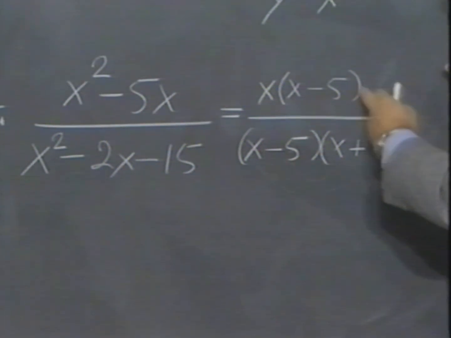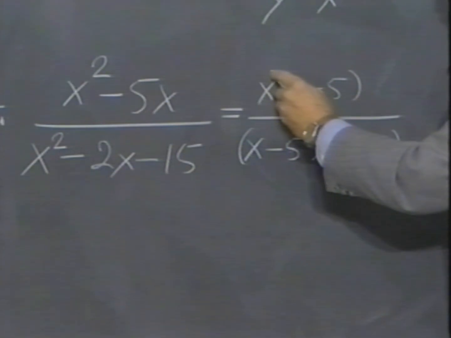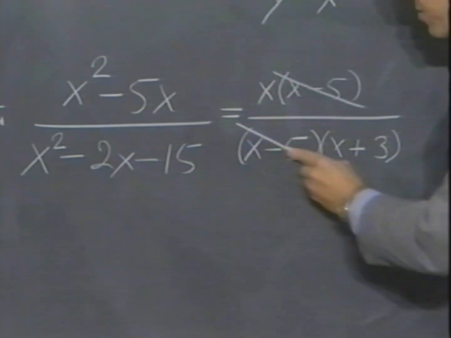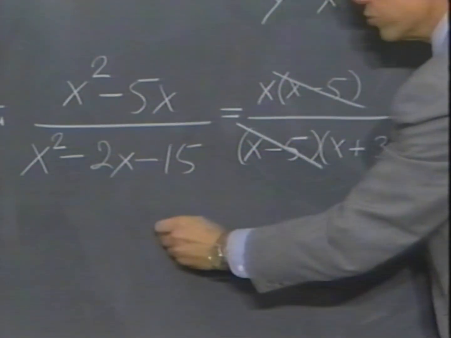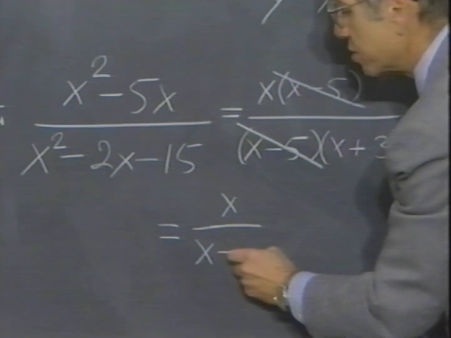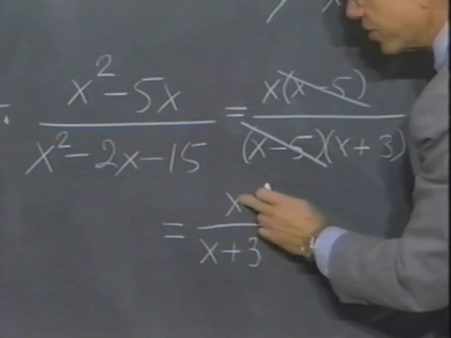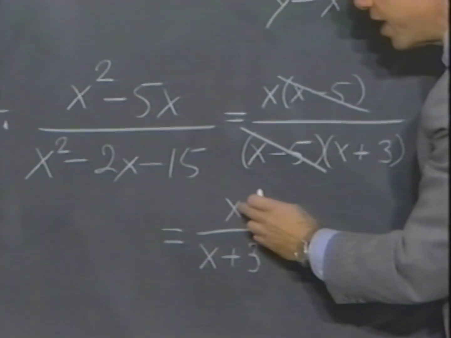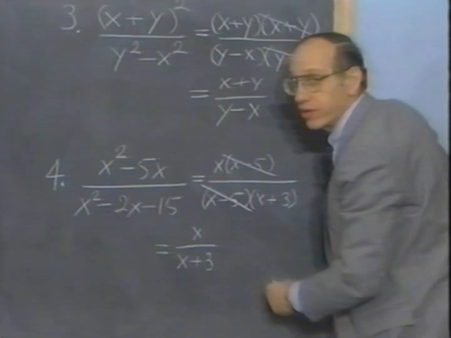Now, once we factor the numerator and denominator, the common factor is easy to see. The common factor is x minus 5 in numerator and denominator. So we've reduced this fraction to simply x divided by x plus 3. And once again, we cannot cancel this x with this x because this is not a factor here. This is a term. These are added together.